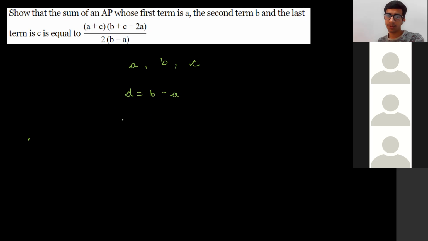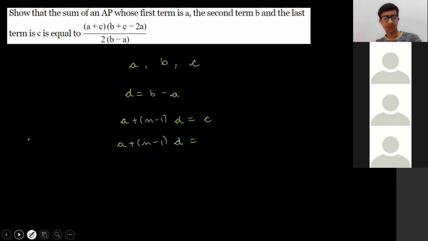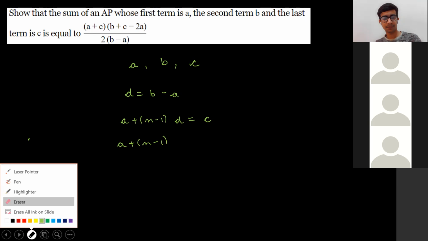So we will get that C is the N-th term. So C is equal to A plus N minus 1 multiplied by B minus A. Right. And from there, you calculate the value of N in terms of A, B, and C. Yes, sir. N in terms of C, B, and A. Nice.